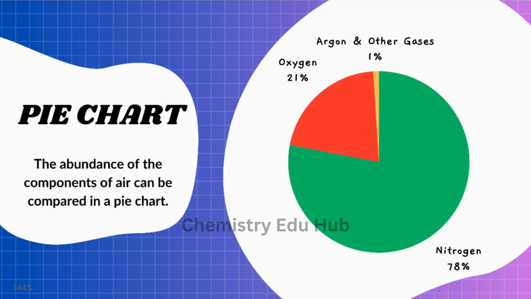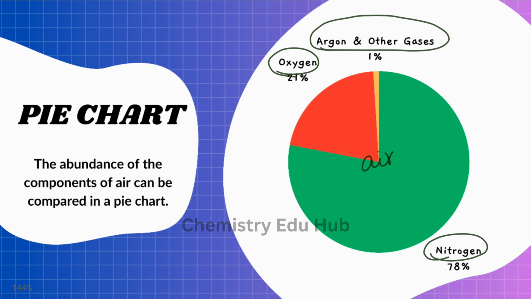So if this whole circle is considered to be air, and if we talk about the percentage, the green part is nitrogen, and oxygen is 21%, the red part, and all the rest of the gases, including water vapor, carbon dioxide, argon, and other gases, together make up 1%. So the most important gases in the air are nitrogen and oxygen, but the rest also have their own purposes, though their amount is very small in the air.